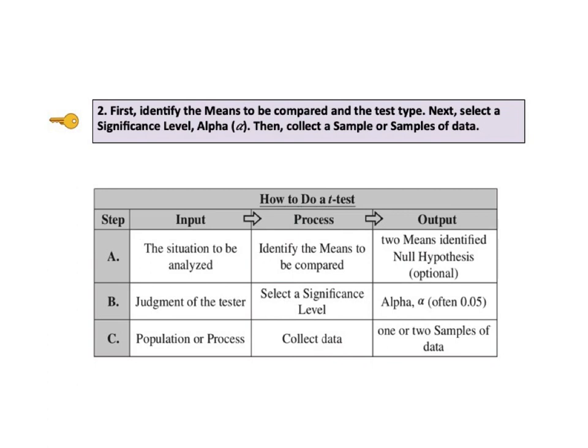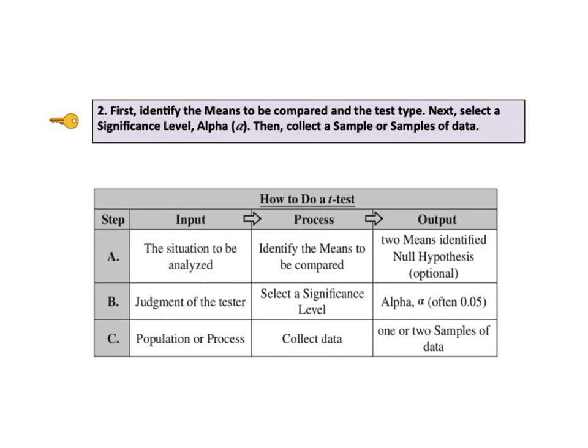Step A in the table. Identify the means to be compared and the test type. One will determine the other. See the Part 1 video. If hypothesis testing is to be used, a null hypothesis must be stated at this time. The question or problem to be resolved by the test is stated in the negative.